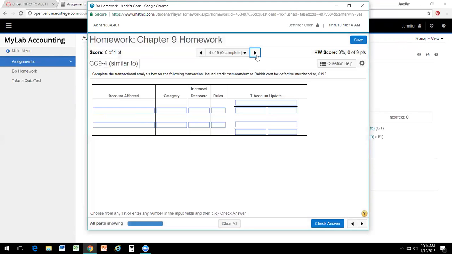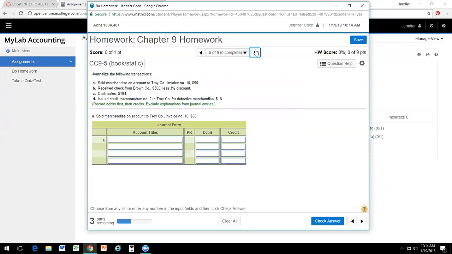This is just working through, making sure you understand and can use the T account. Remember, debits are always on the left and credits are always on the right. Now, as far as what increases or decreases, debit and credit mean different things depending on which type of account it is. So these are like similar type things you've had. This one's doing journal entries. So letter A, how would you record that? So you got practice there.